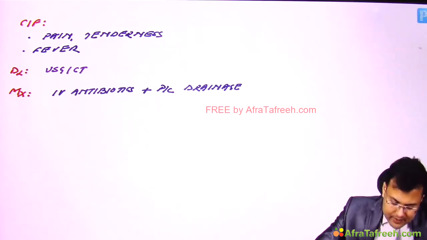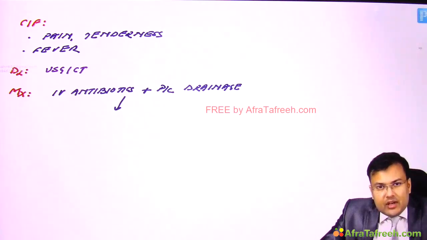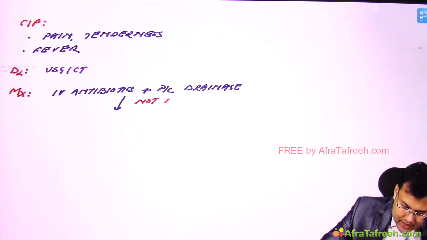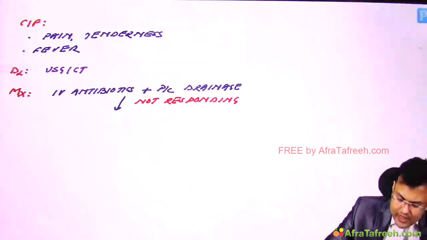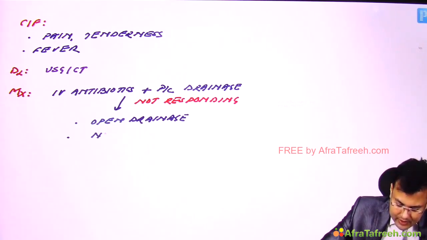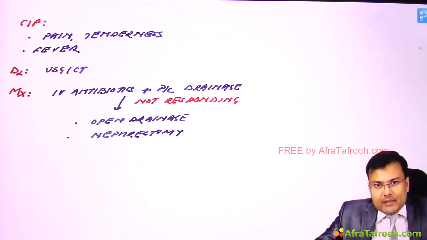Now imagine if the patient is not responding after percutaneous drainage, then we have to attempt open drainage, or if the function of the kidney is less than 10%, then the second option is nephrectomy. So if the patient is not responding, we have two options: either we go for open drainage, or if the function of the kidney is compromised, in that case we can go for nephrectomy. Clear? Nephrectomy. So this is how we are going to manage perinephric abscess.